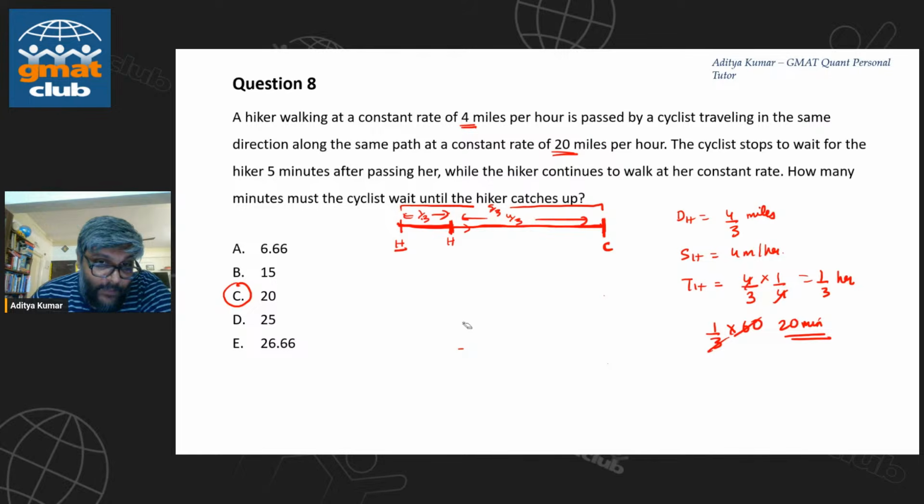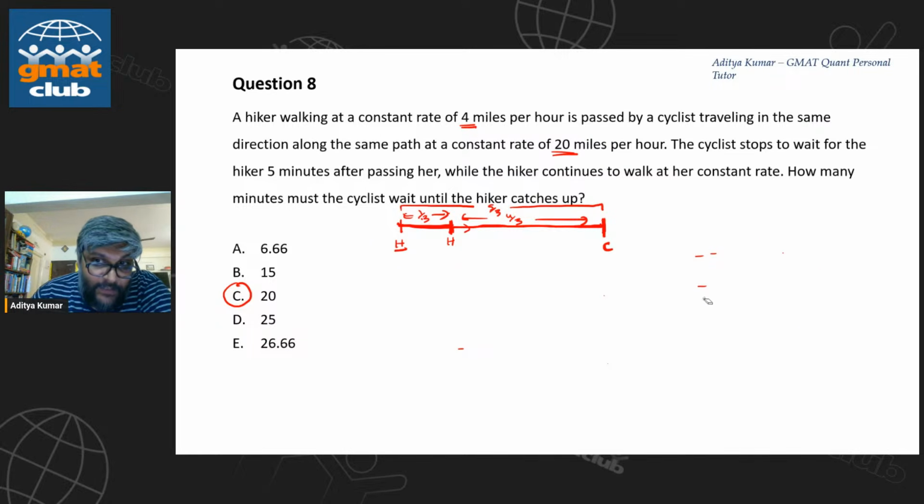If I'm using the table, I still have to represent the question graphically, right? So I have the hiker moves from here to here in the 5 minutes, and the cyclist moves from the start point to here in 5 minutes. So I'm going to put in the data, DST. I have the hiker, I have the cyclist. I know the speed of the hiker is 4 miles per hour. The speed of the cyclist is 20 miles per hour.